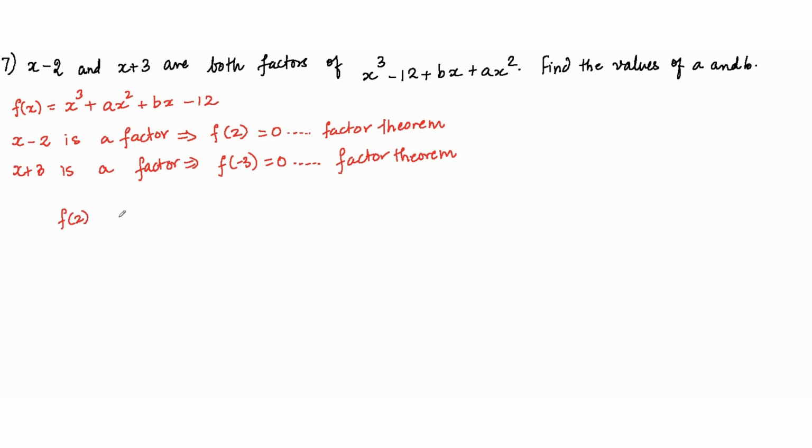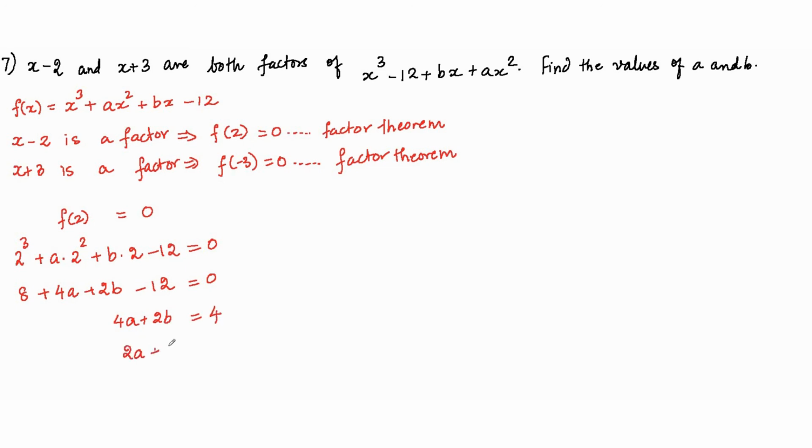So f of 2 is equal to 0 would imply 2 cube plus a into 2 square plus b into 2 minus 12 is equal to 0, which means 8 plus 4a plus 2b minus 12 is equal to 0, which means 4a plus 2b is equal to 4. Dividing the equation throughout by 2, you get 2a plus b is equal to 2. So this is my first equation.